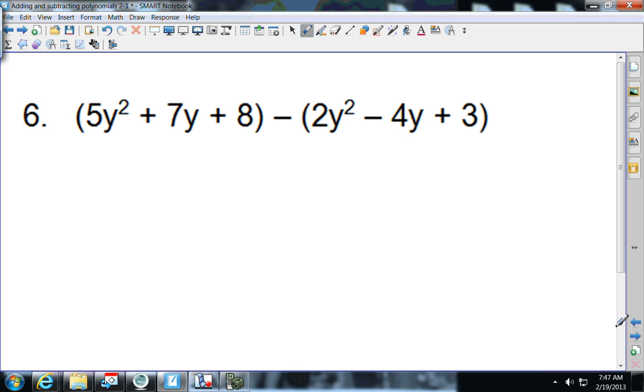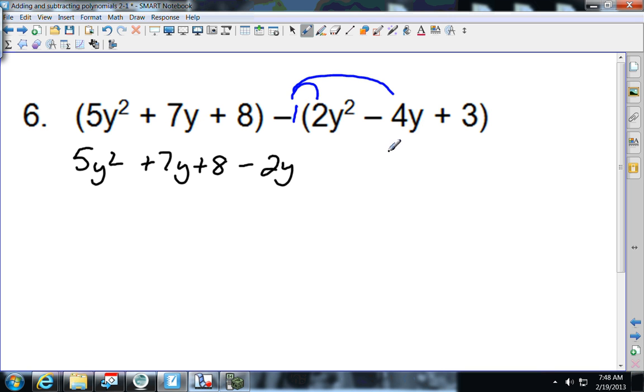Number 6. What do you notice that's in between the two parentheses? The minus. So what I like to do is this. I will rewrite the first thing, what's in the first parentheses, because I don't do anything to it. Now, the second one right here, this is like a negative 1. So negative 1 times 2y, negative 2y, negative 1 times negative 4y. A negative times a negative is a positive 4y. Negative 1 times 3, negative 3. Take a minute and simplify.